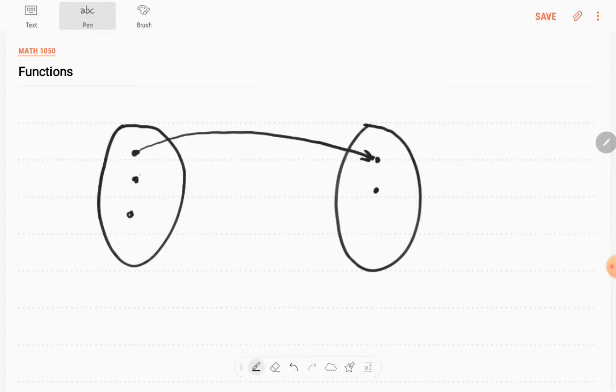So for each one on the left side, there is only one correspondence on the right side. One in the left side, only one on the right side. Okay. And the connection between the elements from the left side to the right side is called a function.